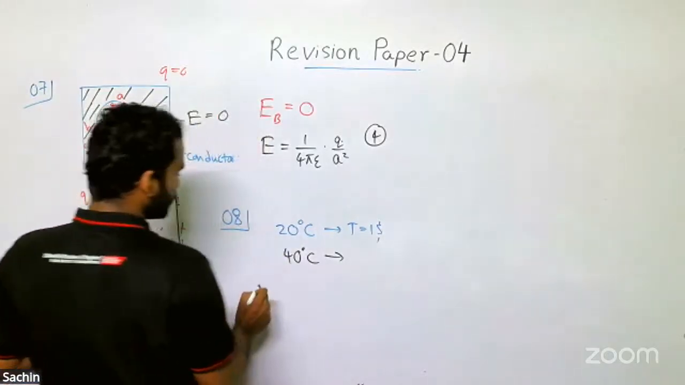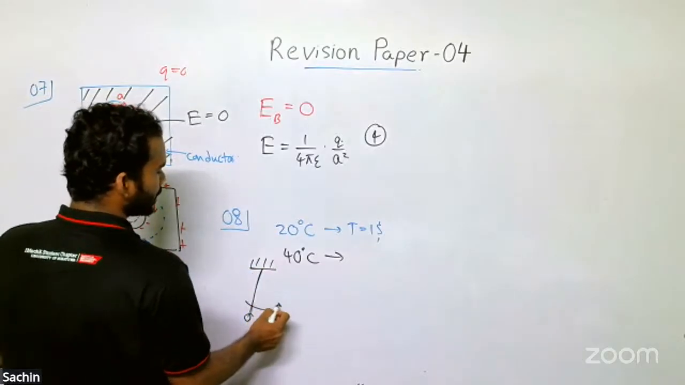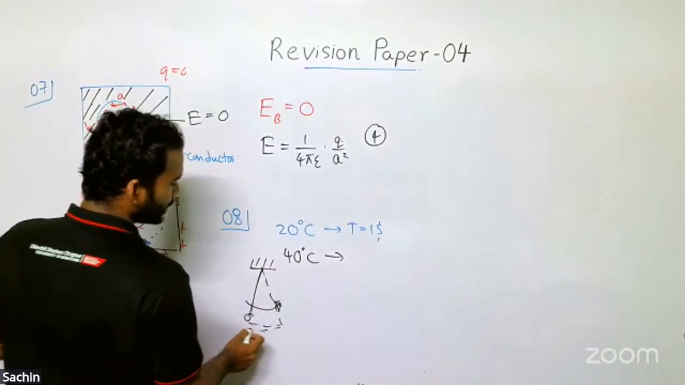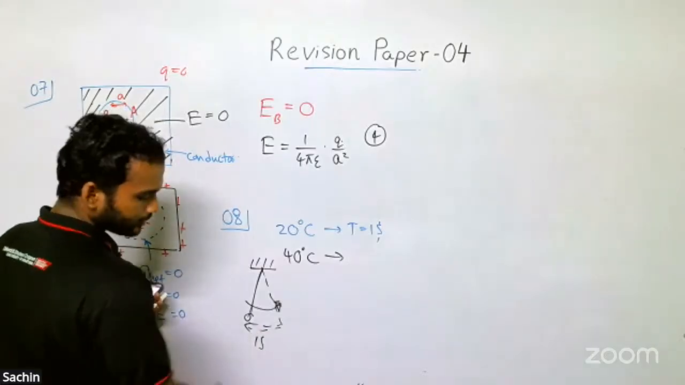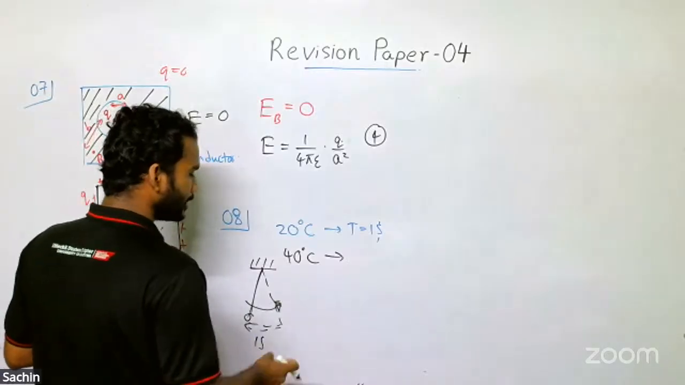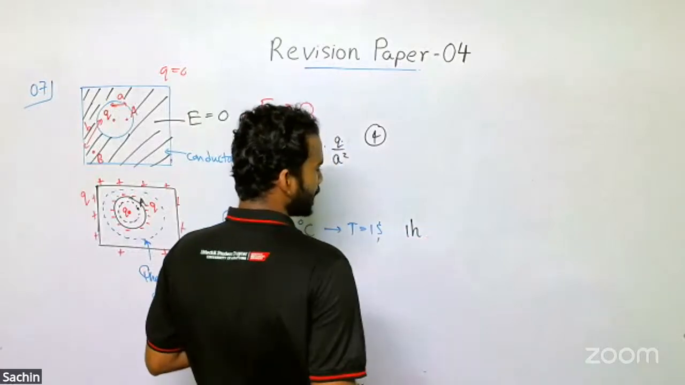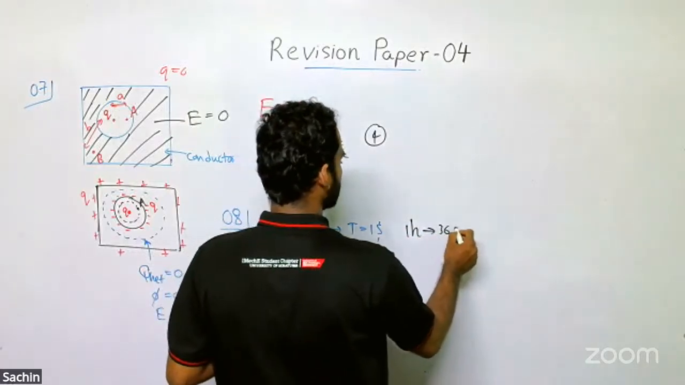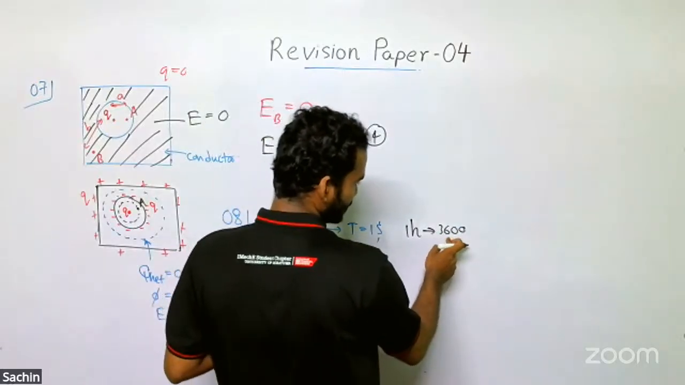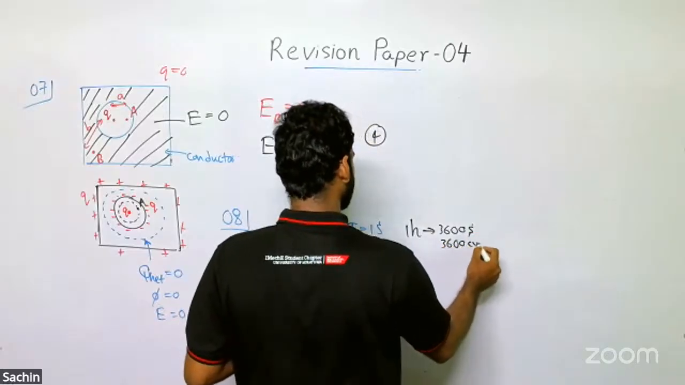So how does a pendulum clock measure time? It measures time by counting the number of cycles. It assumes one cycle is 1 second, and then it counts the number of cycles and then measures time. So 1 hour, in actual case, should be 3600 seconds, that is 3600 cycles, right?